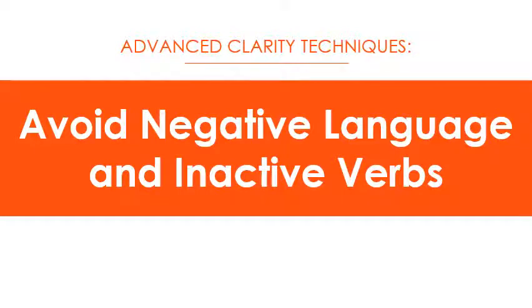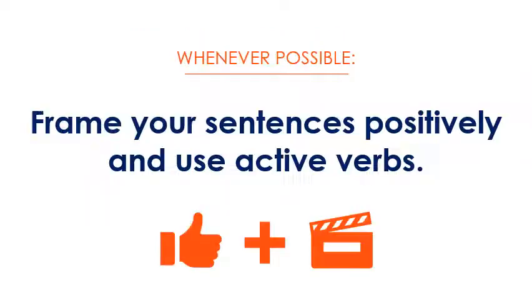Once you've mastered the three previous clarity techniques, using concrete subjects, avoiding passive voice, avoiding buried verbs, then by all means turn your attention to avoiding negative language and avoiding inactive verbs. But these clarity techniques, while important, while useful, make far less of a difference in the quality of your writing than the three previous clarity techniques. Still, these techniques are important and useful to know, so let's dig in. As with the other clarity techniques, I want to begin by telling you what to do rather than what to avoid. And in this case, I would encourage you to frame your sentences positively and use active verbs.